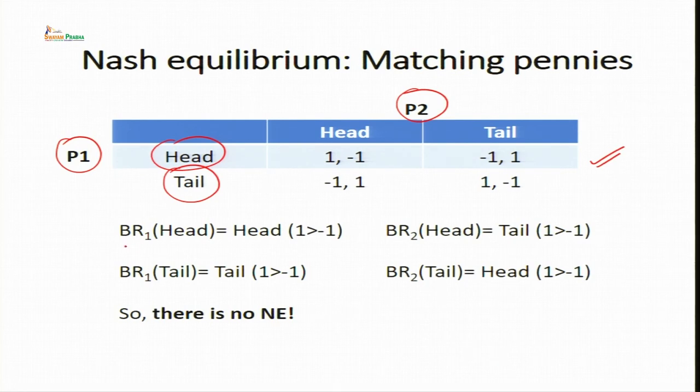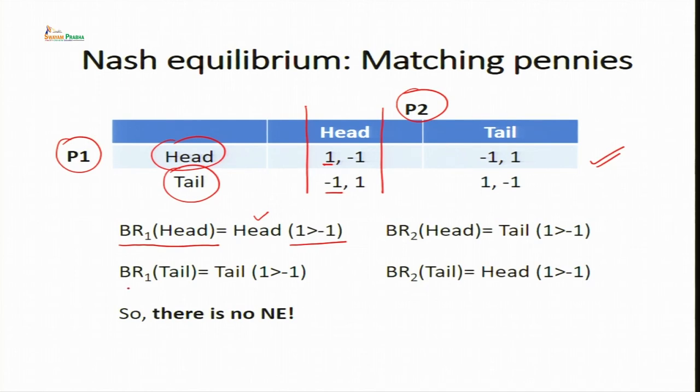So, basically the best response of player 1 to head, that means when player 2 chooses head, what is the best response of player 1. So, when player 2 chooses head, that means we are in the first column here, and then a head for player 1 will give 1 and a tail for player 1 will give minus 1. So, clearly 1 is more than minus 1. So, the best response to head is head.